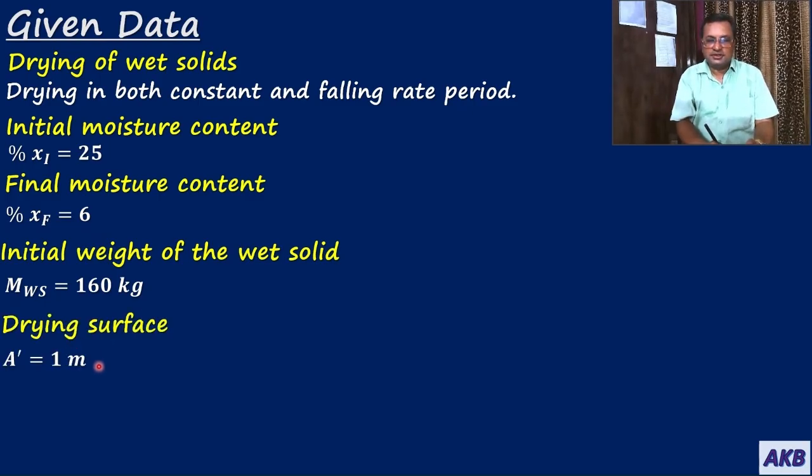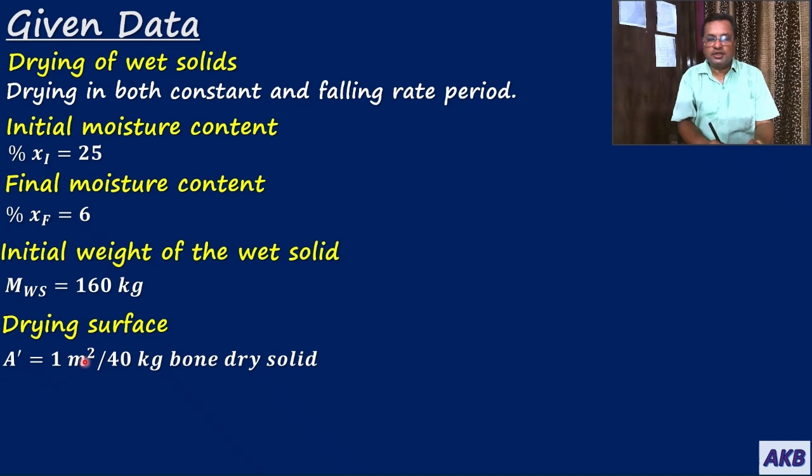Then the drying surface is given to us. It is given in a different form, and therefore I am denoting it as A dash. So A dash is 1 meter squared per 40 kg bone dry solid.